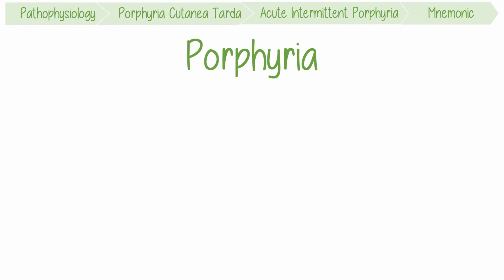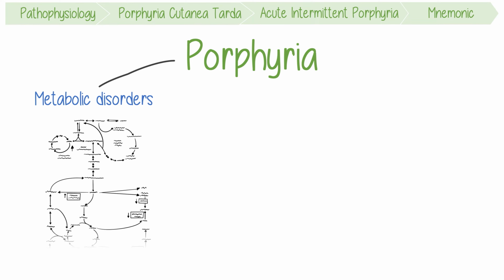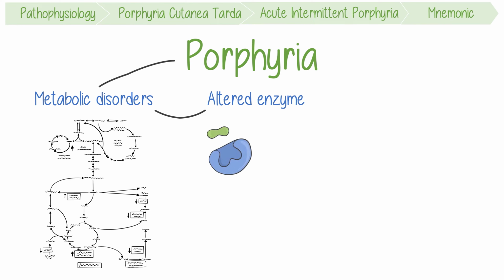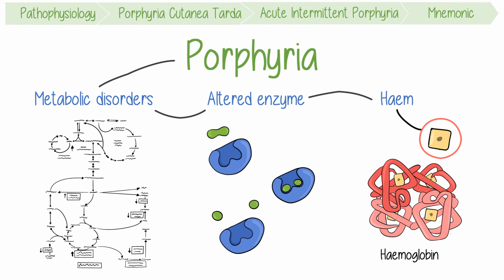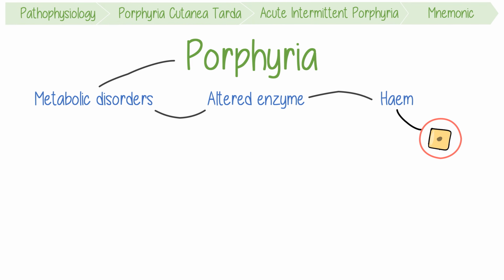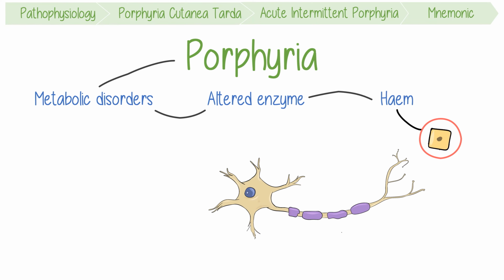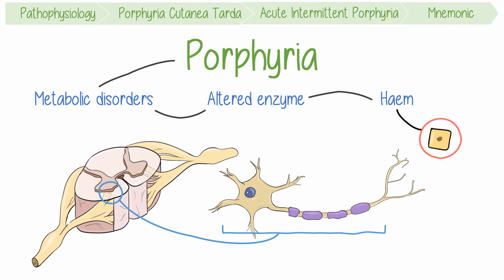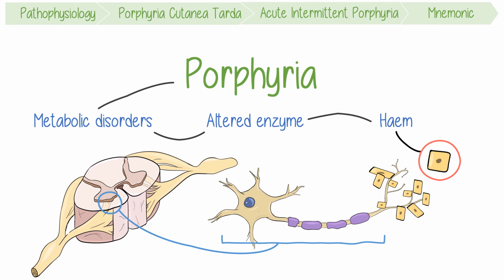The porphyrias are a group of metabolic disorders caused by altered activity of enzymes that are essential for making heme for hemoglobin. This results in half-baked intermediates that accumulate in various organs. Where these precursors build up correlates to what clinical manifestations will be seen. In this video, we'll focus on the two most common types, Porphyria cutanea tarda and acute intermittent porphyria.